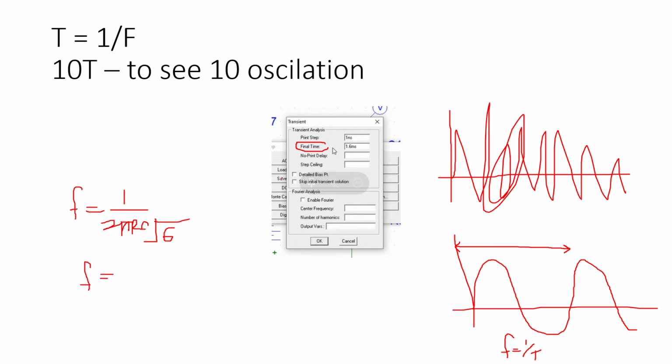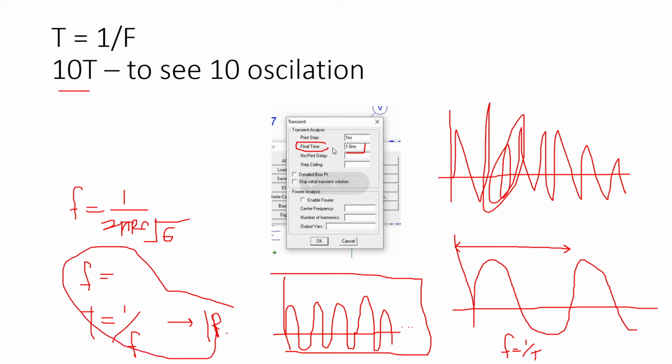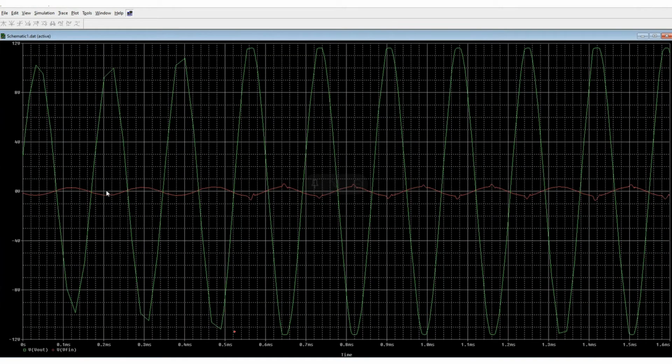Okay, so from here we can know what is the F. So to identify the time, you will use this formula to estimate. But this one is for only one period. So if you want to see 1, 2, 3, 4, 5, maybe 10, you have to multiply by 10. That's why we got the 1.6 millisecond here to see 10 oscillations in one window. One oscillation is equivalent to 1 over f.